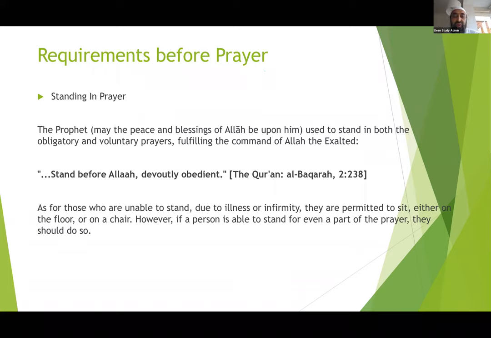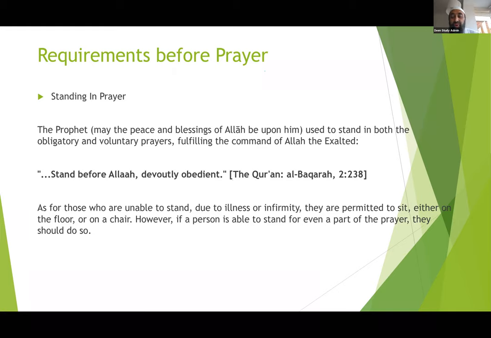As for those who are unable to stand due to illness or infirmity, they are permitted to sit on the floor or on a chair. However, if a person is able to stand for even part of the prayer, he should do so. So the default position is that you begin by standing in your salah. That's the starting position, whether it's farid salah or voluntary, this is what you do, inshallah.